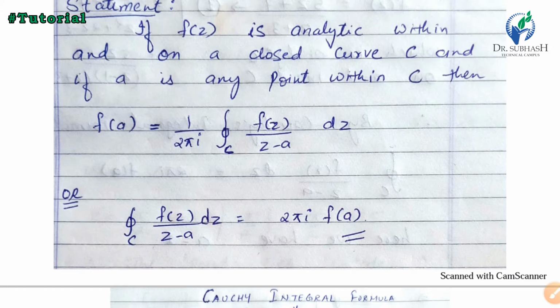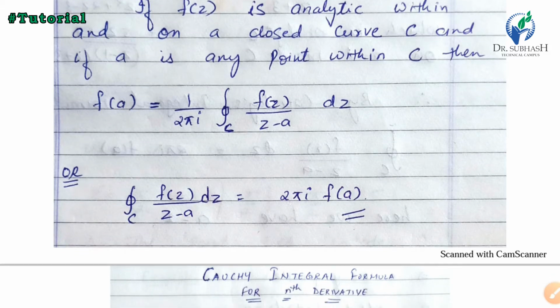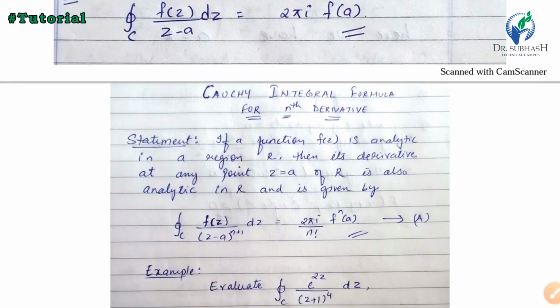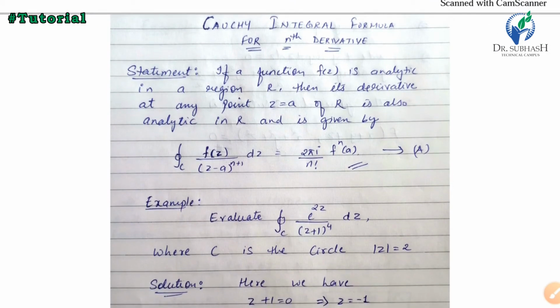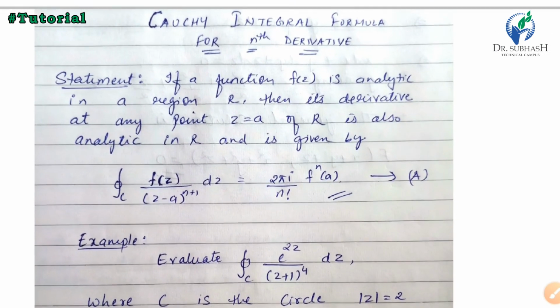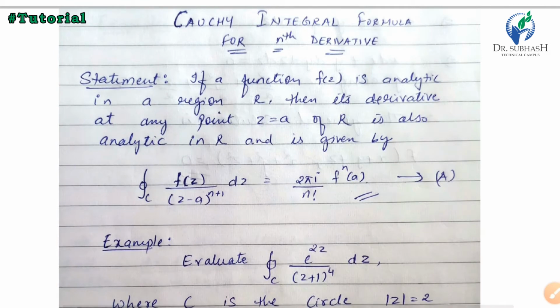We stated here that the power of z minus a is 1, where a is the point which lies inside the curve C. Now let us go for its extended form, that is Cauchy integral formula for nth derivative.